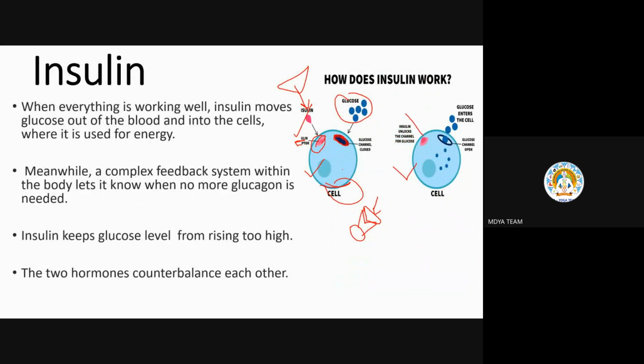So what happened in this? As the insulin comes to this receptor, it will bind to it. As it is binding, insulin unlocks the channel for the glucose. As it binds, the opposite side channel will get opened. This glucose channel has opened. Now glucose from the bloodstream will enter this cell.